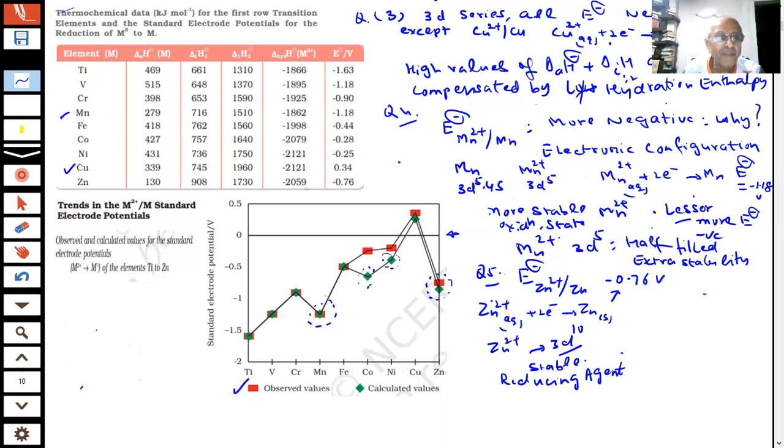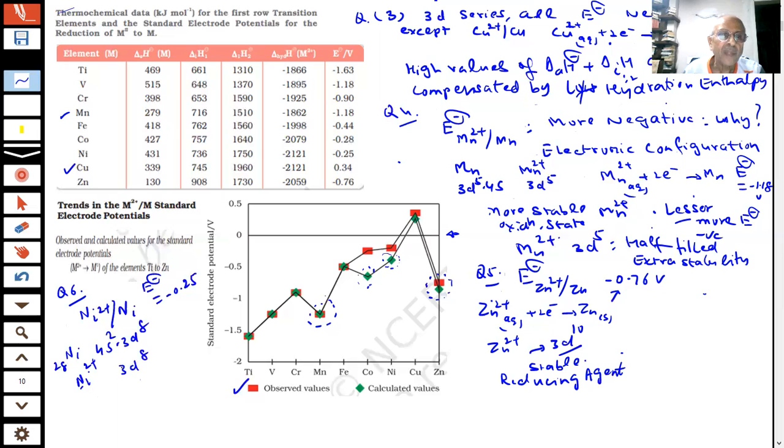Where is nickel now? Nickel is here. Question number 6. Ni2 plus to nickel. What is the value, student? Minus 0.25. So, what is nickel 2 plus? What is the configuration of nickel? What is the atomic number of nickel? 28. Then the configuration is 3d8 4s2, and nickel 2 plus is 3d8.